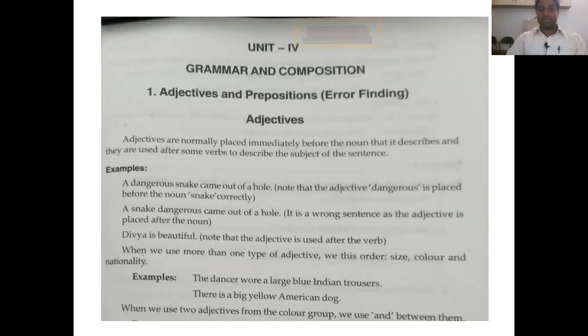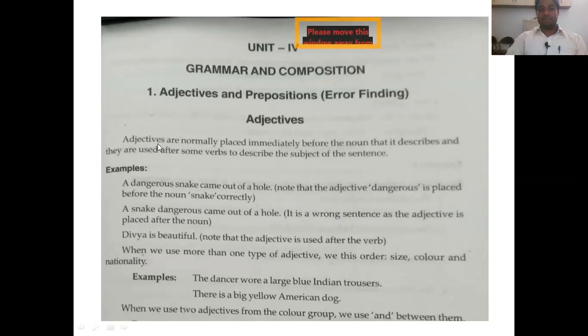For example, a dangerous snake came out of a hole. Here, note that the adjective is dangerous. It is placed before the noun. The noun is snake. This is the correct one. And another sentence: a snake dangerous came out of a hole. It is a wrong sentence because the adjective is placed after the noun.